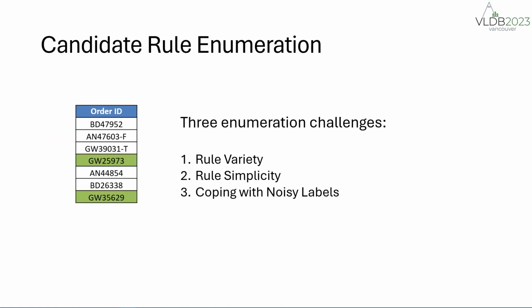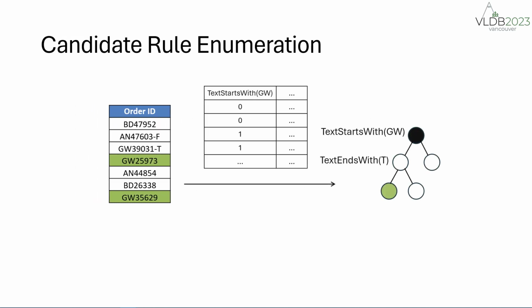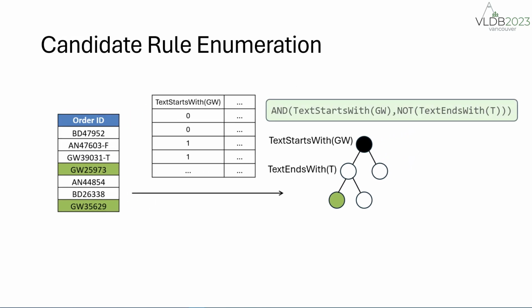The next step for Cornet is to generate candidate rules. We address 3 challenges with our enumeration. First, we want the candidate rule set to be diverse. Second, we want these to be simple. And finally, we have to cope with noisy labels generated in our clustering. For this, Cornet uses predicate-based Boolean features to learn a decision tree over the predicted output formatting from the semi-supervised clustering. The resulting tree can then be linearized into a CF rule.